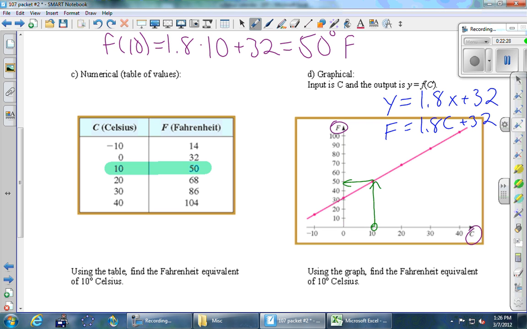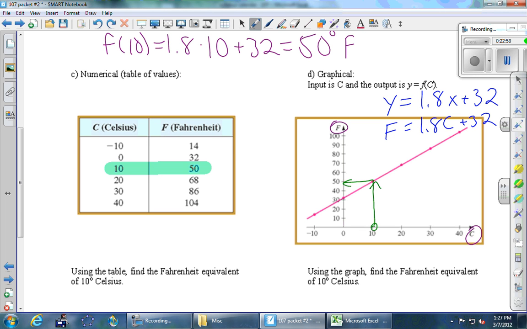Joe, you don't like it? You believe it? Joe is pointing out one of the fundamental weaknesses of the graph, that it's just an approximation. I can't even be confident that I found the point that goes with 10, right? I could have found 10.2 or 9.8. So that's one of the weaknesses of the graph.